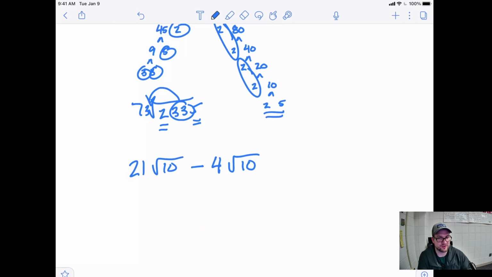21 square roots of 10, take away 4 square roots of 10. The lights in my room just turned off. Are going to give us 17 square roots of 10, just like that, kids.